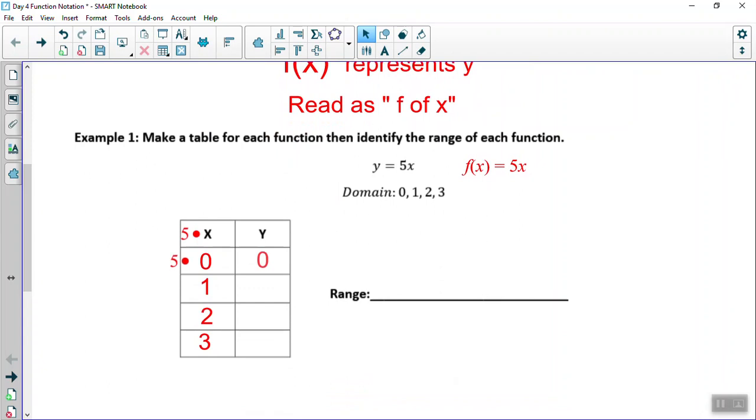5 times 0 is 0. 5 times 1 is 5. 5 times 2 is 10. 5 times 3 is 15. So my range is those y values, 0, 5, 10, and 15. And remember, same rules apply when we write out our domain and range. We have to use curly brackets. We have to put them in order least to greatest. And we cannot have any repeating numbers.